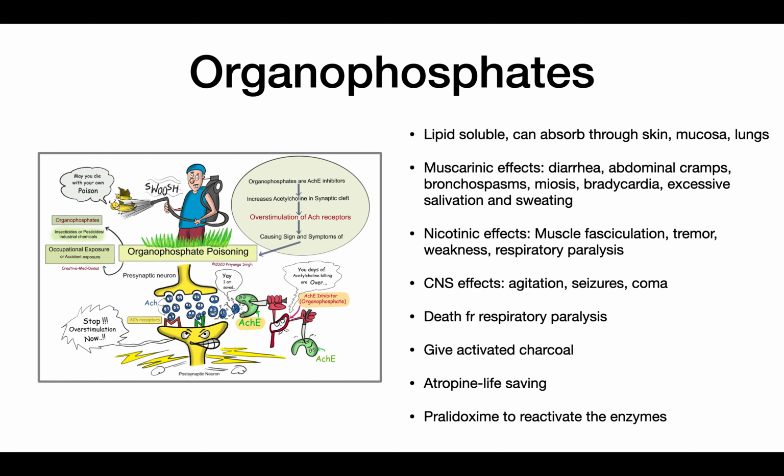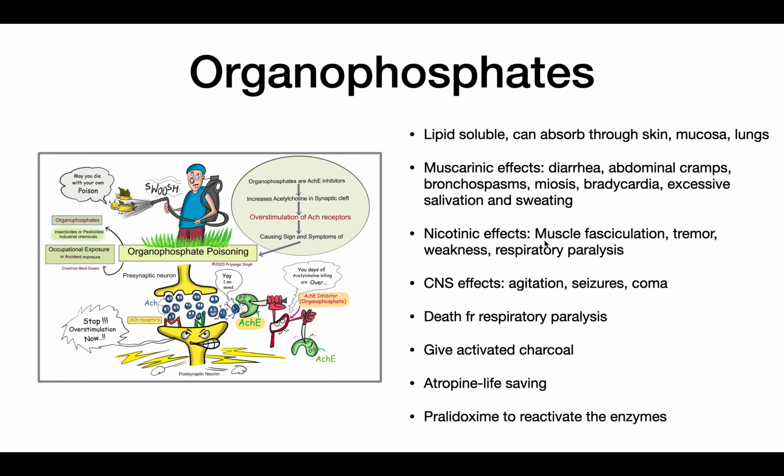Okay, organophosphates. They're lipid soluble, so unfortunately they can be absorbed through the skin, the mucosa, and the lungs. And they're going to have all these effects. The important ones is diarrhea, because that is going to be a loss of bicarbonate, so it's going to result in acidosis. Bronchospasms, reduction in breathing, bradycardia, low BP, excessive salivation, losing liquids, sweating, losing liquids and electrolytes, and cooling down the body temperature. This can lead to shock.